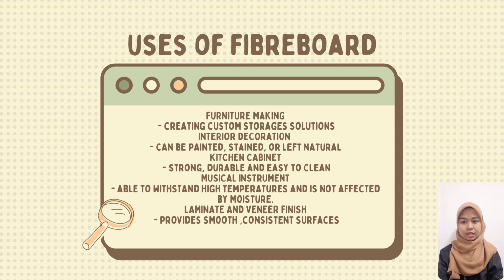Uses of fiberboard. First is furniture making, such as cabinet doors, so it can create custom storage solutions. Second, interior decoration: it can be painted, stained, or left natural. Third, kitchen cabinets. This is because it is strong, durable, and easy to clean. Fourth is musical instruments, able to withstand high temperatures, and it's not affected by moisture. And last is laminate and veneer finish, providing a smooth and consistent surface.